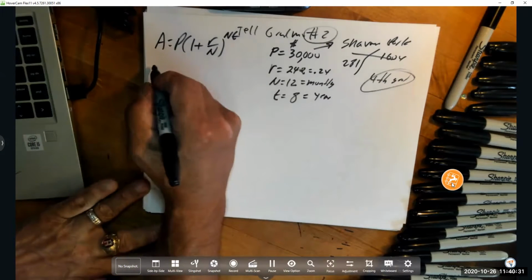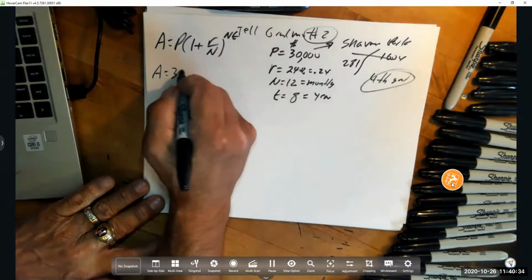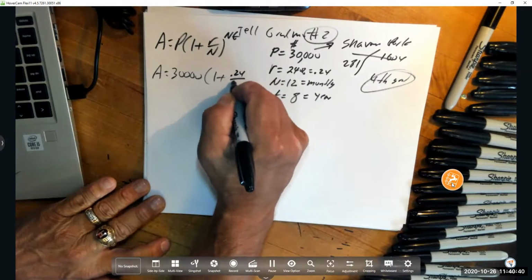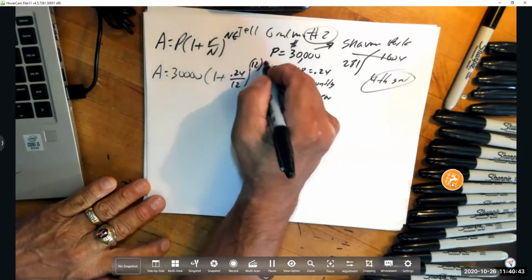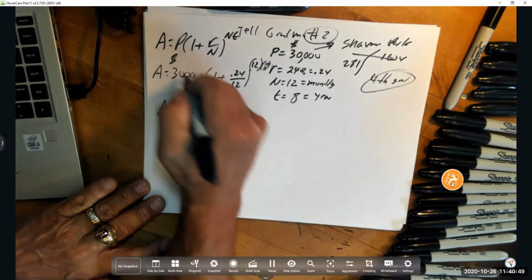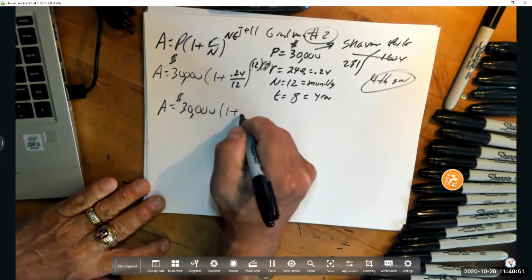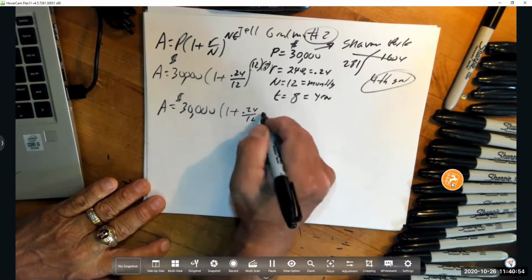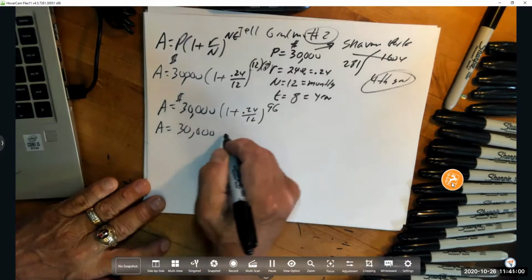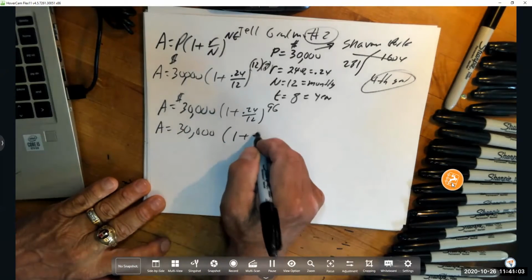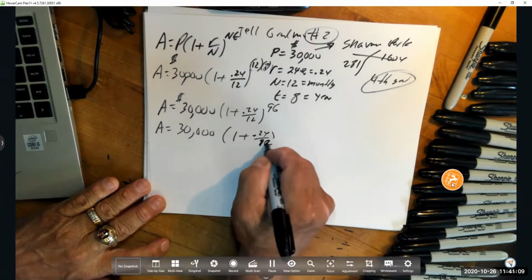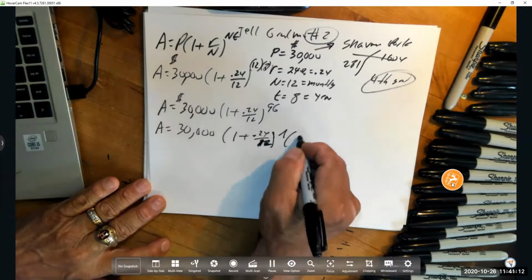So let's set up their account. They have 30,000. R is 0.24 over 12, and 12 times 8 again. So A is 30,000 times 1 plus 0.24 divided by 12, to the 96 power. So now on the calculator, you're going to do it this way: times 1 plus 0.24 over 12, to the power of 96. That's what it is.